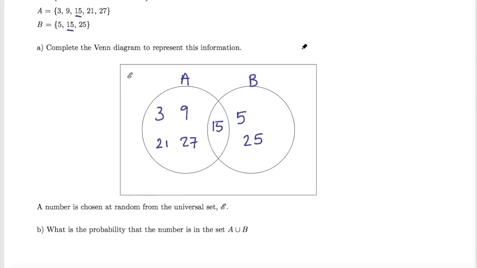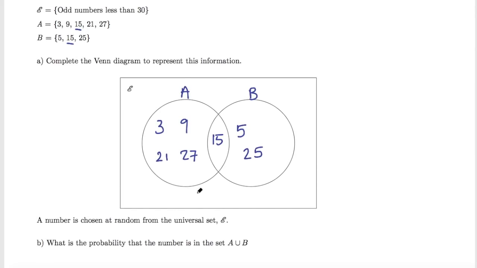And we're not quite finished yet because we need the rest of the numbers in this universal set outside of those two sets, and that's the rest of the odd numbers. You need to think about it a little bit, which ones I need to write down here. So it's going to be 1, 7, 11, 13, 17, 19, 23, and 29. And that should include all of the odd numbers less than 30.